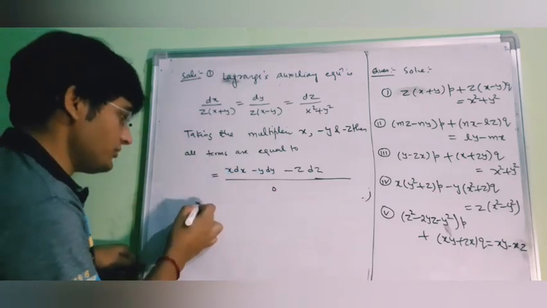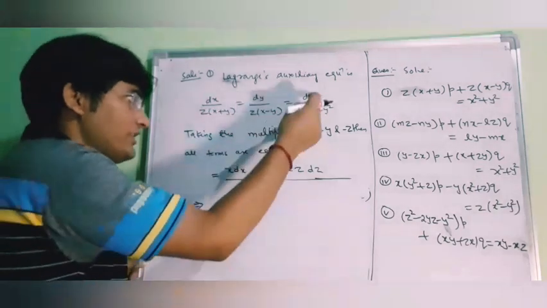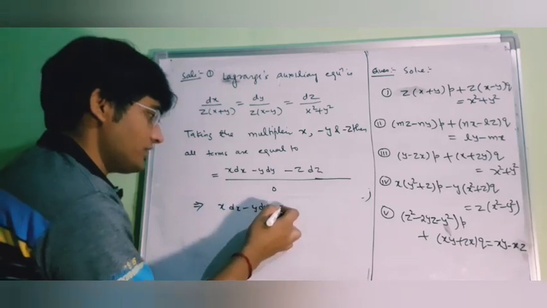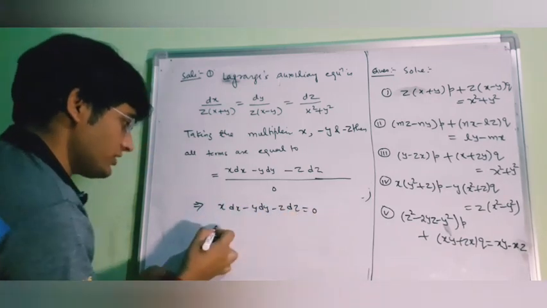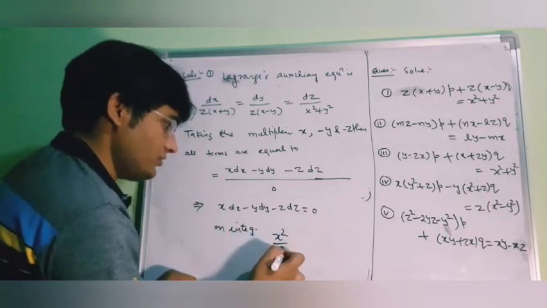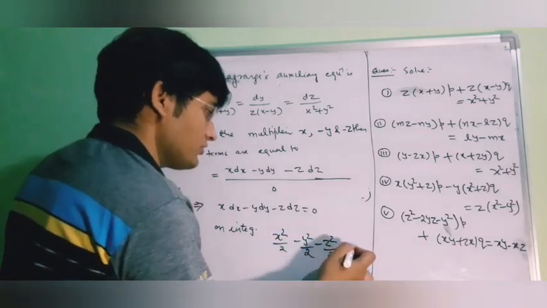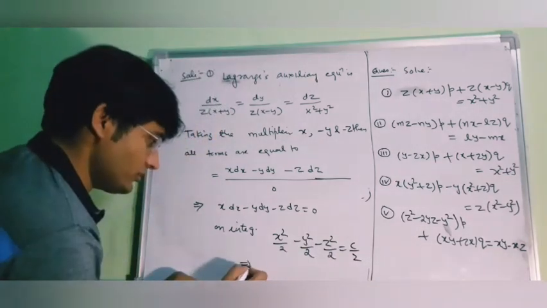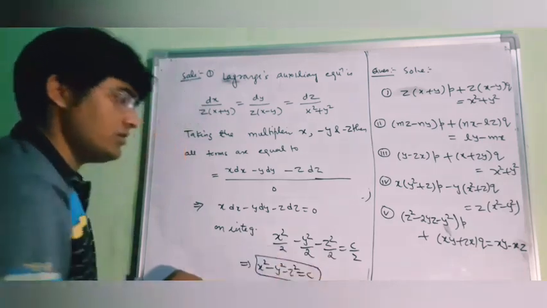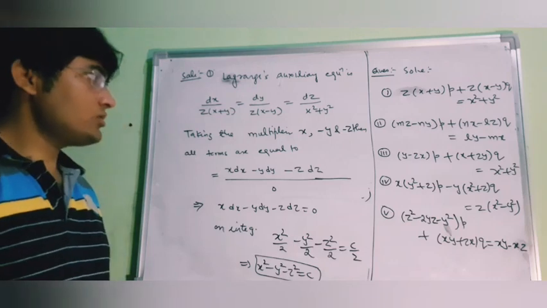So on cross multiplying, or on taking this term and this term, you will see that x dx minus y dy minus z dz is equal to 0. So on integration, the integration of x will be x square by 2, integration of y will be y square by 2, and integration of z will be z square by 2, equal to, say, some constant c by 2. So the first solution will be x square minus y square minus z square equal to c. So this is your first function, say u. So we have the one solution.